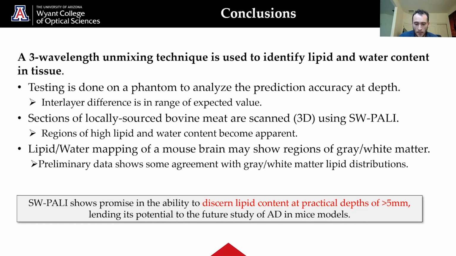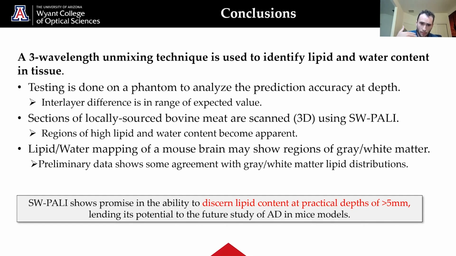expected them to be. Then we moved on to sections of locally sourced bovine meats where we can really see, not so well in the ultrasound image, but when we add the lipid map, we can really start to see these streaks and lines of intermuscular fat that exist throughout the tissue.